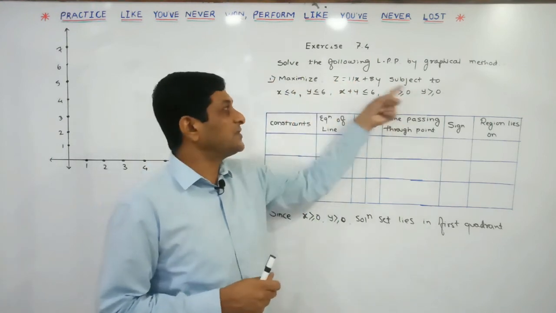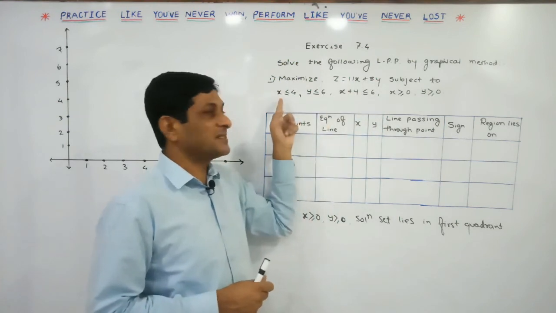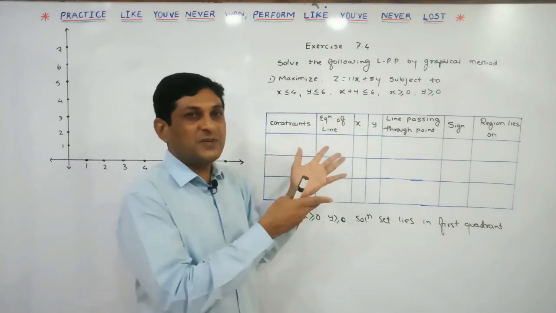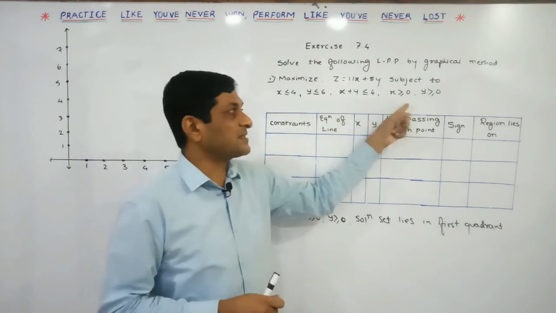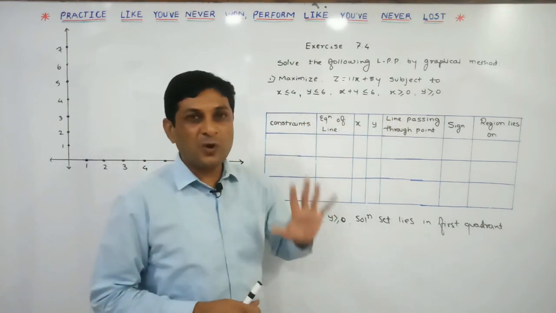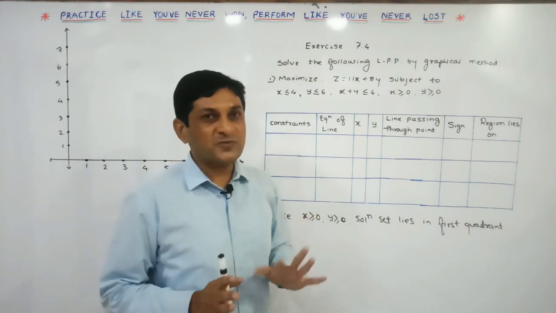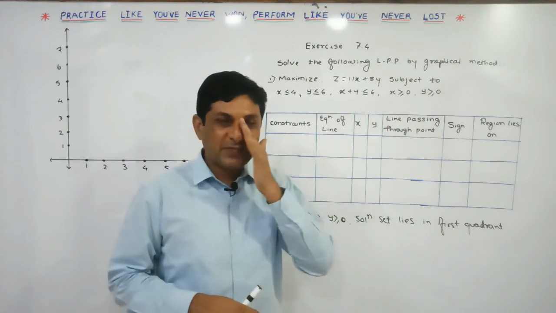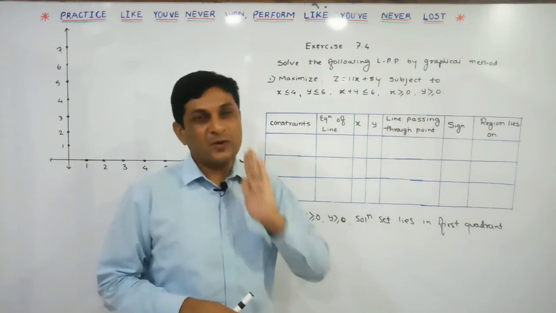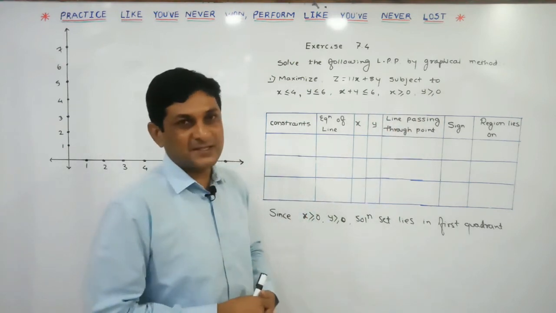And this objective function we have to maximize using these constraints. Constraint means what? Condition under which this objective function is to be maximized. So these are our constraints. First we have to draw the graph, means we have to find out the solution set which is satisfied by all these constraints. Such type of example we already solved in the last video.